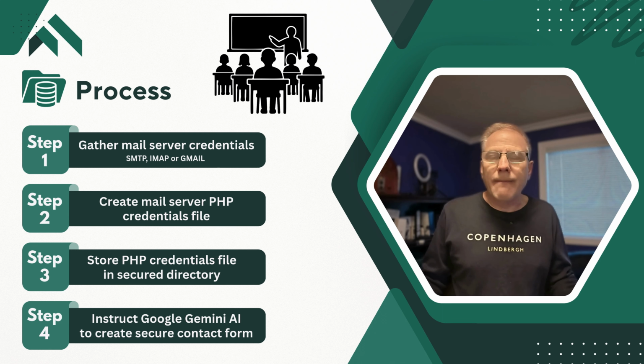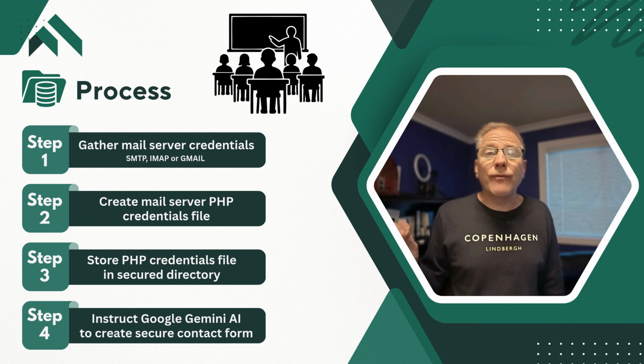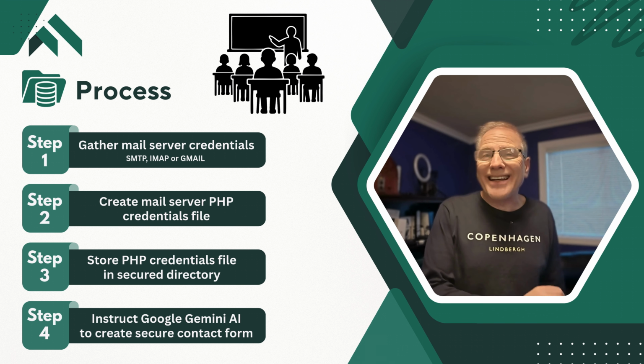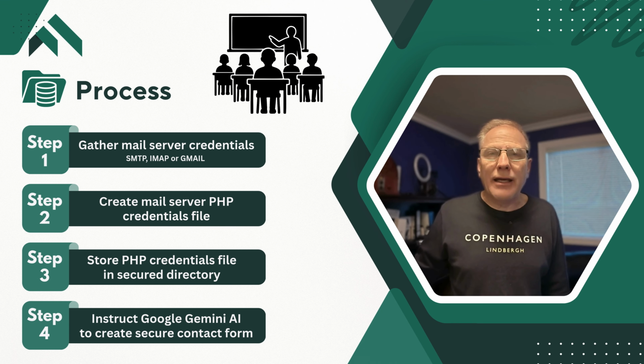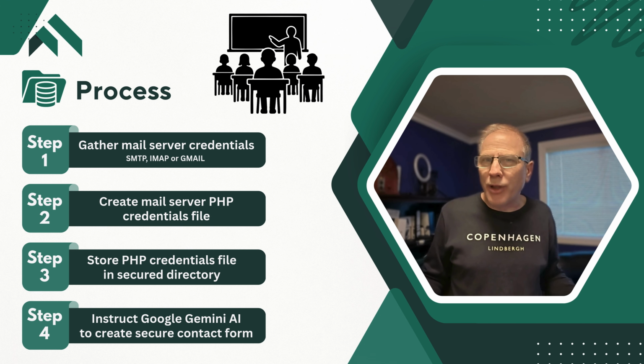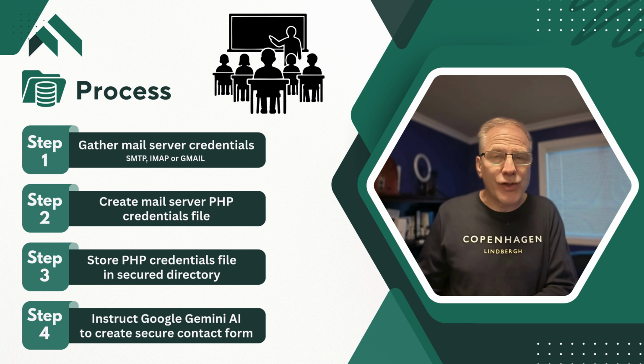You get the idea. Now, once we have that information, we're going to use it to create a PHP email configuration file. Now, this file, which we're going to be storing in a secure directory, is going to inform the AI how to connect your contact form to your backend email service. So it's the plumbing that happens behind the scene.